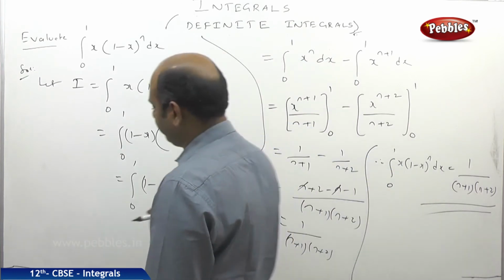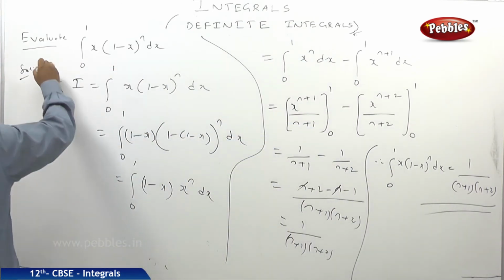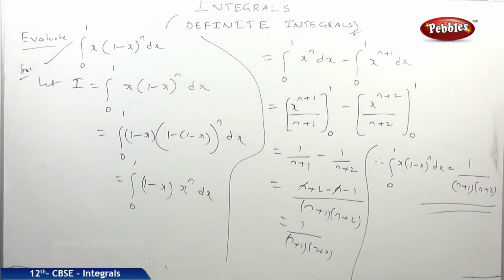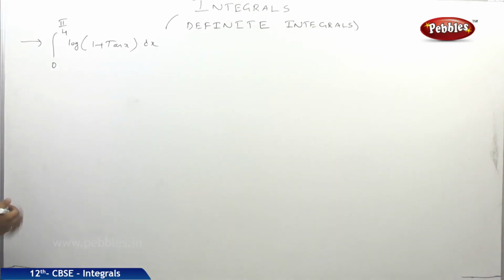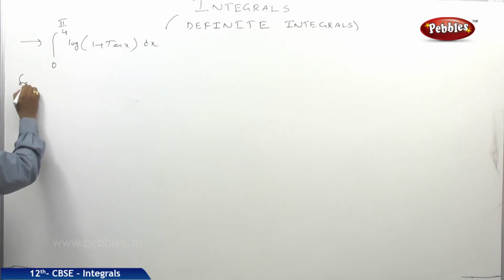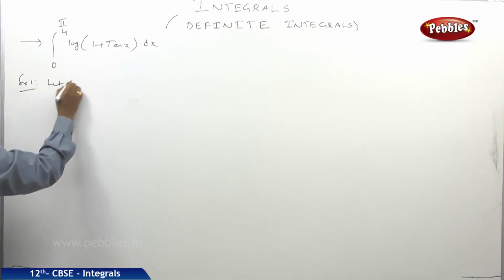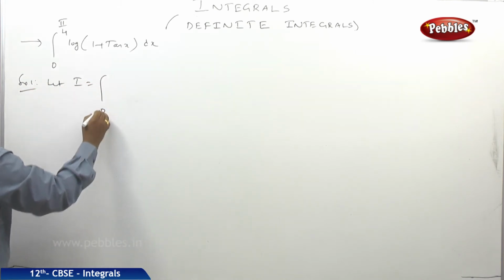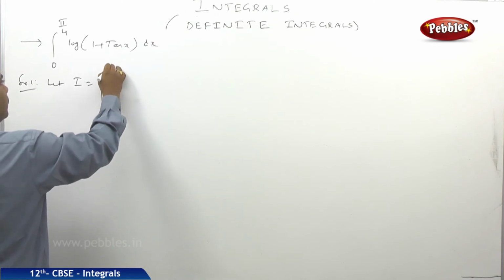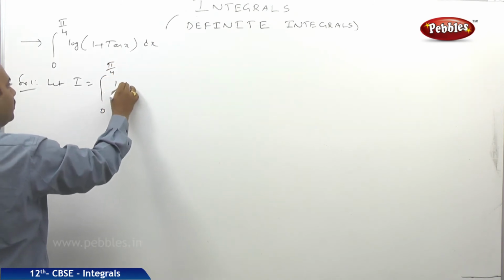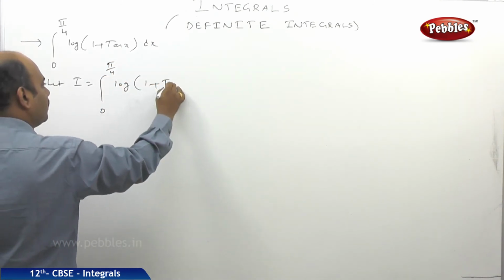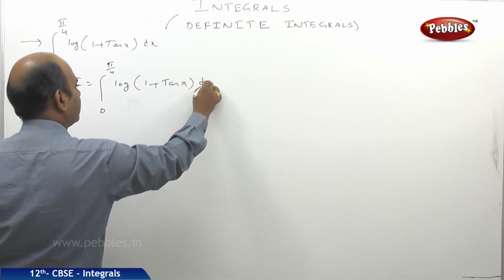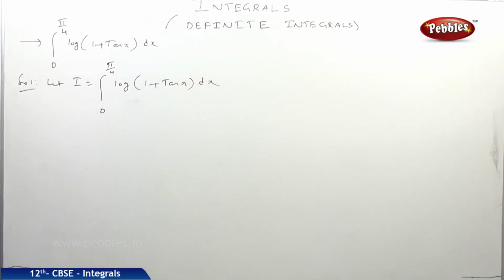It is a very important problem. It is one of our latest CBSE questions. Evaluate the integral from 0 to pi by 4 of log of 1 plus tan x dx. This is also an important problem. So here, what will I be doing? Let I be equal to the integral from 0 to pi by 4 of log of 1 plus tan x dx.